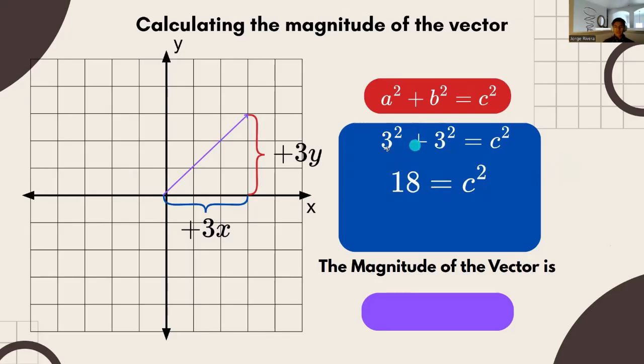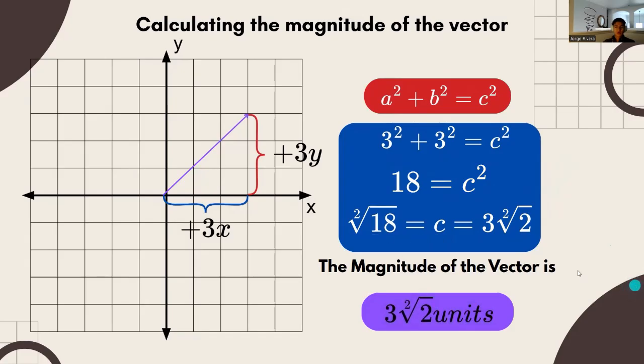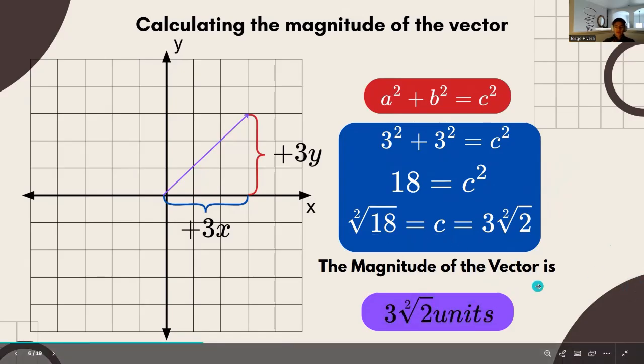So if we add these two together, this is 9, this is 9. 9 times 2 is 18. And so that means that the square root of 18 is equal to c, or we can simplify it even further. It is equal to the magnitude of the vector. So the direction of the vector is northeast, and its magnitude is the square root of 18, or 3 times the square root of 2 units.